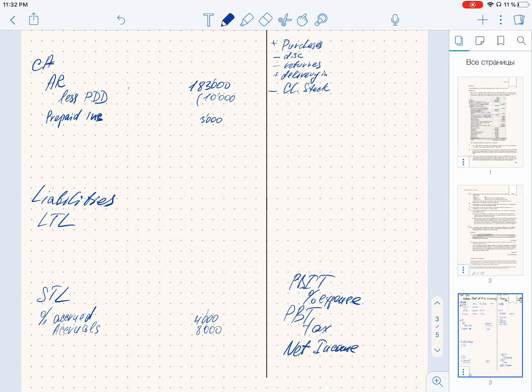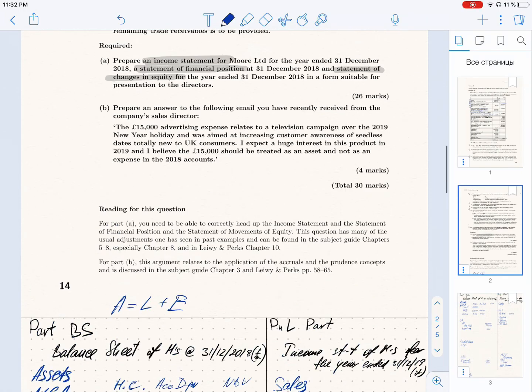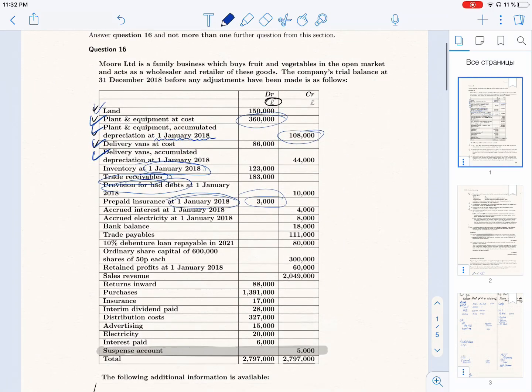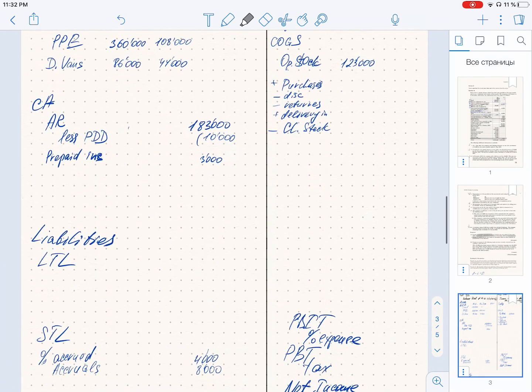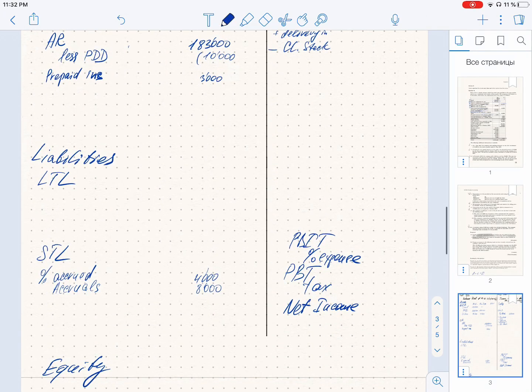Then we have bank balance with the credit final balance. Here you have it. And this is important. When we have a bank account with a credit balance, it means that the company has overdrawn the account. And that amount should be stated as current liability, but not as a current asset. This is a popular mistake from the students. So here we would have overdraft of 18,000.